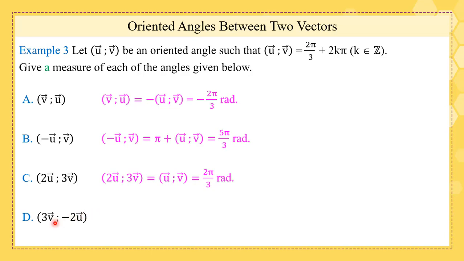Now, if we have (3V, minus 2U), this is a little bit complicated. Remember here, we flipped the vectors, we multiplied by a minus. So for (3V, minus 2U), to eliminate this minus, we just add a pi. So this would be pi plus (3V, 2U). But what we know is related to (U,V) rather than (V,U), so we have to flip the two vectors. In case we flip the vectors, we multiply by a minus, so this would be pi minus (2U, 3V), which is pi minus 2 pi over 3, which is pi over 3.